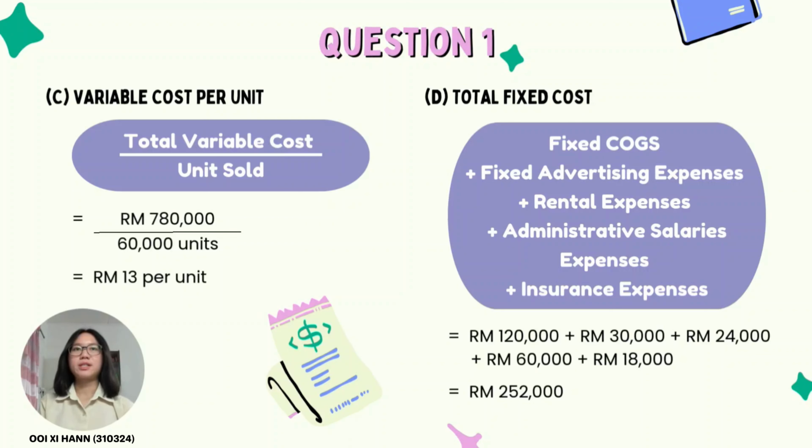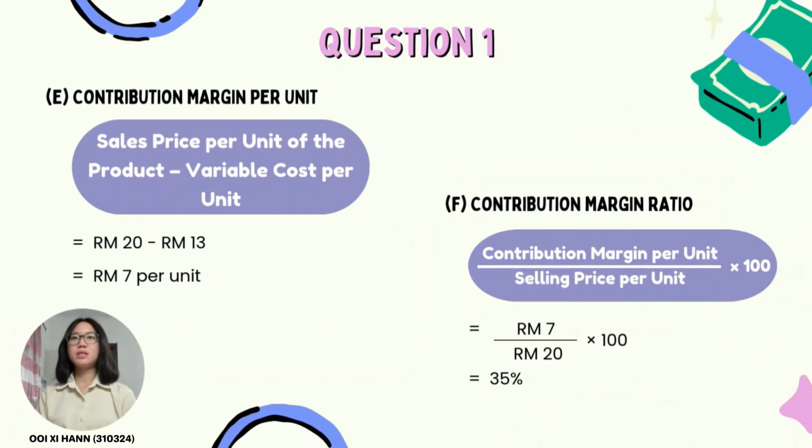The fourth calculation is total fixed cost. The formula is the sum of all the fixed costs. For this question, it is fixed COGS plus fixed advertising expenses plus rental expenses plus administrative salaries expenses plus insurance expenses. The total fixed cost is 252,000 ringgit. The fifth calculation is contribution margin per unit. The formula is sales price per unit, which is 20 ringgit, minus variable cost per unit, which is 30 ringgit, equals 7 ringgit per unit for the contribution margin.